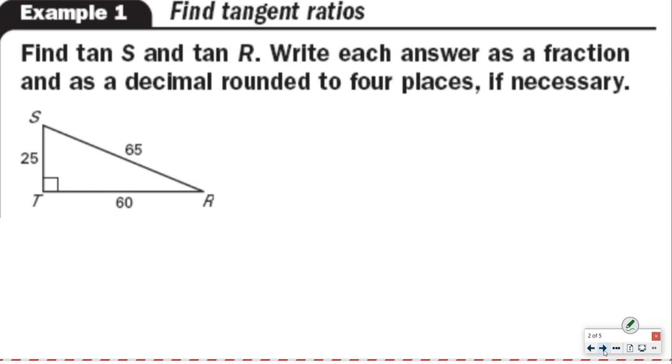So let's look at an example of that. We need to find tangent of S and tangent of R and write each answer as a fraction and as a decimal rounded to 4 decimal places if necessary. So let's first look at tangent of S. Remember, tangent is opposite over adjacent.